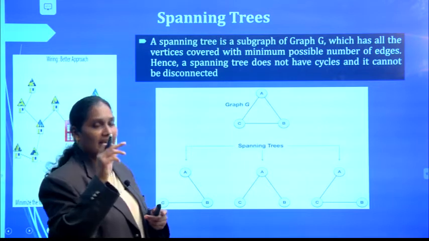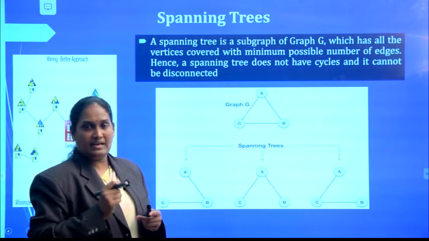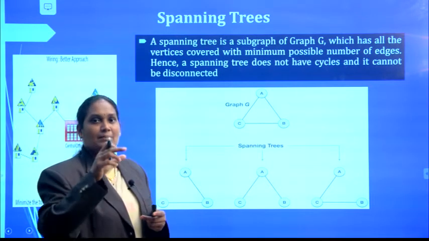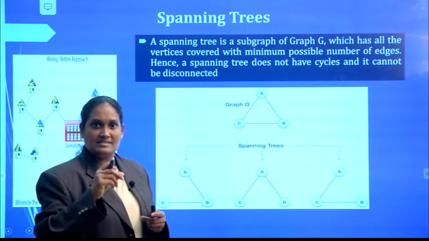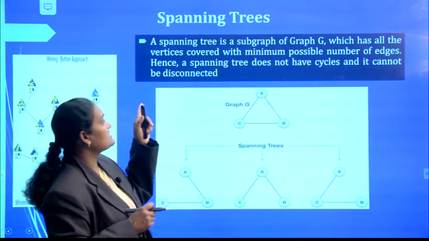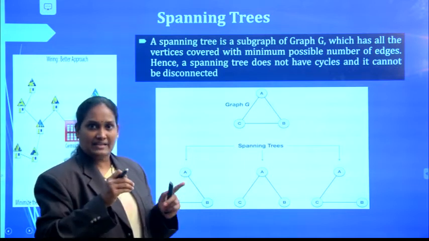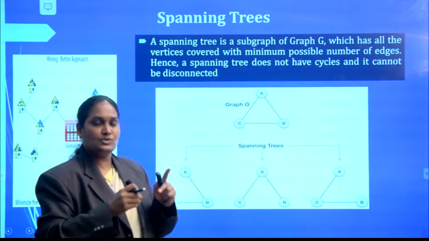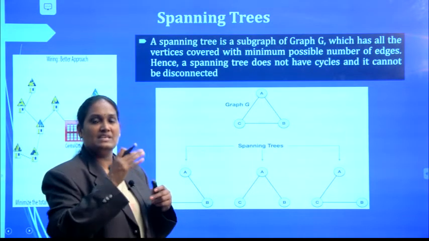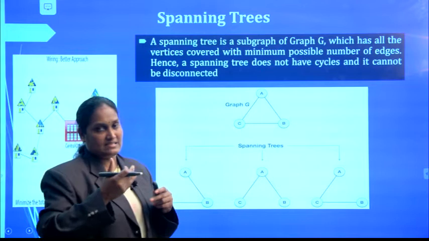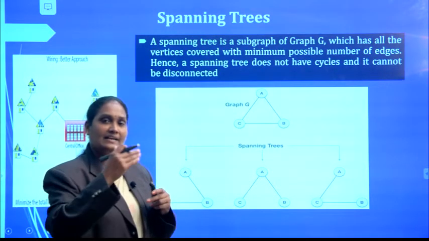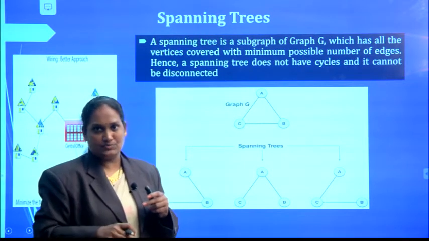Here I have given a graph G. A spanning tree is nothing but a subgraph of G which has all the vertices covered. The spanning tree, that is the subgraph, should contain all the vertices which are present in G. If G contains 3 vertices, its subgraph should also contain 3 vertices. If it contains 4, this also should contain 4, like that.